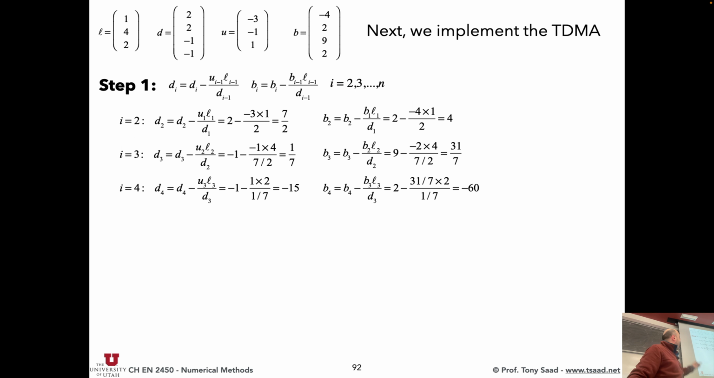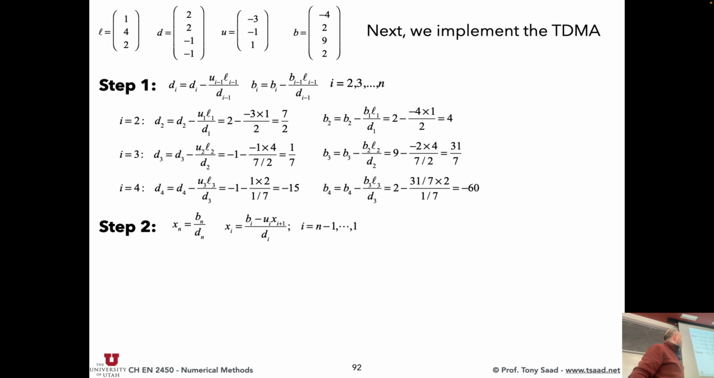Dot, dot, dot. Now, at this stage, the system has been converted to an upper triangular matrix. What are the entries in the upper triangular? They are D1, which is the standard D1 that you have, and the new D2, the new D3, and the new D4. There's no more L anymore. The upper diagonal is still the same, untouched, and then the right-hand side is this new B, okay?